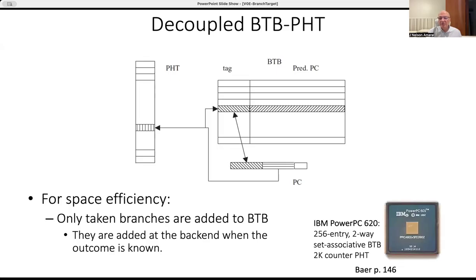So the IBM PowerPC 620 had a 256-entry, two-way set associative BTP, with a 2K counter PHT. That illustrates that the size of the BTP and the size of the PHT in this design from IBM are different, and therefore they are decoupled. In this processor, there is also a one cycle penalty for branches that are predicted not taken and that have a BTP hit.